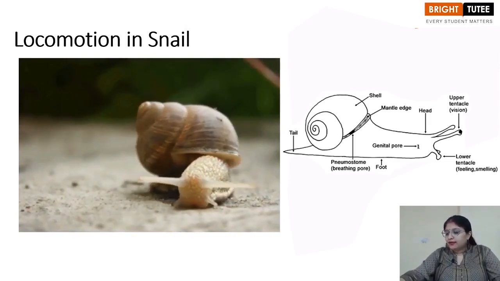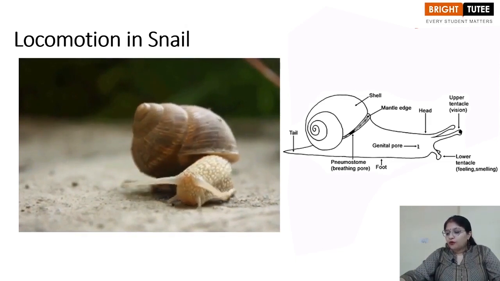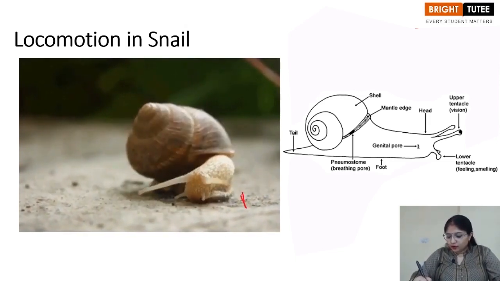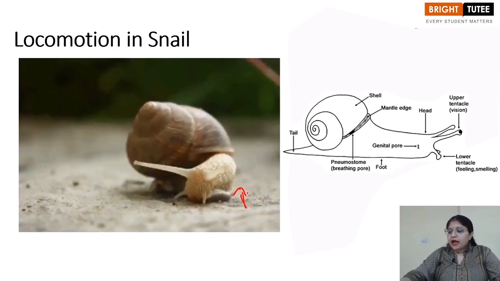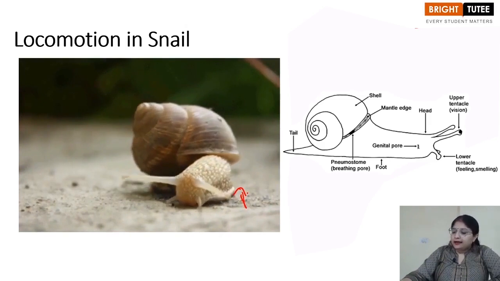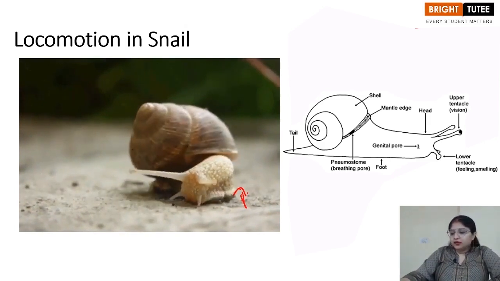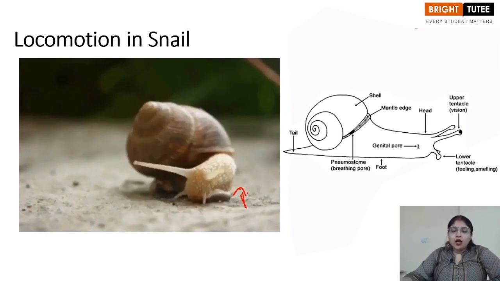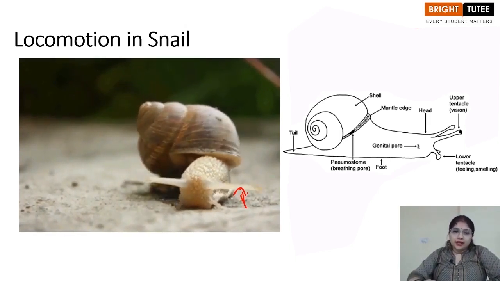It protects the soft body of your snail, right? So you know that the body of the snail is quite soft, as you can see over here, and this shell actually helps in the protection of the soft body. And this shell, like I said, is just the outer skeleton. It doesn't help in the movement. It has to be dragged along. So how do you think the movement takes place?